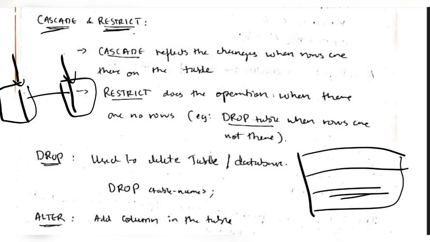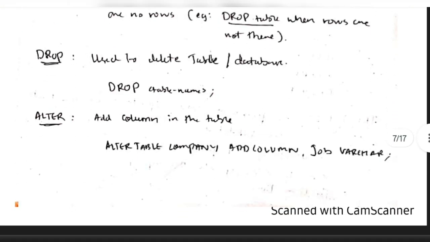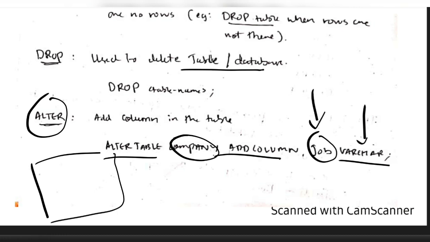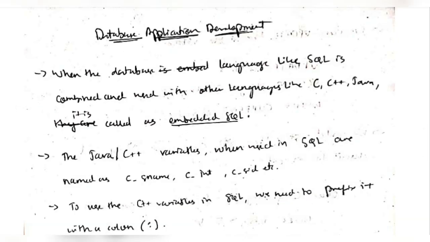Drop is used to delete the table or the database, and alter is used to add some column. For example, if I have a table student and I want to add a column like roll number which is not present here, I will write alter table, table name, add column, roll number, and I'll write int here because roll number is an integer. So that was about the first topic, the advanced queries. Most of them we already knew.